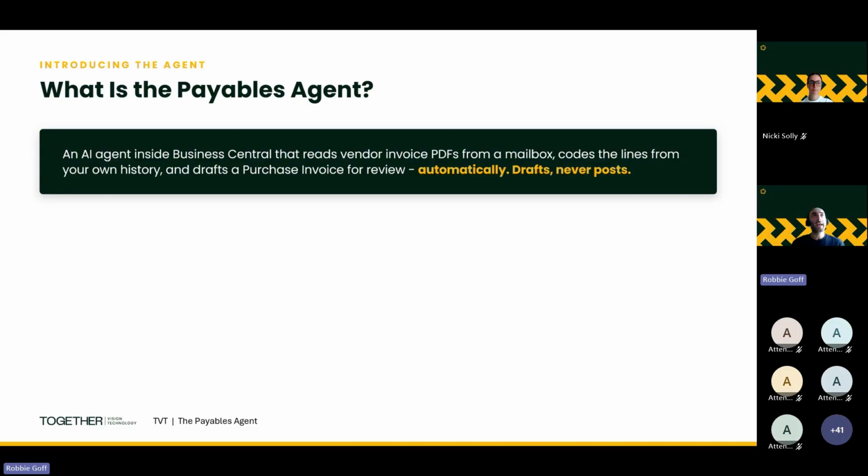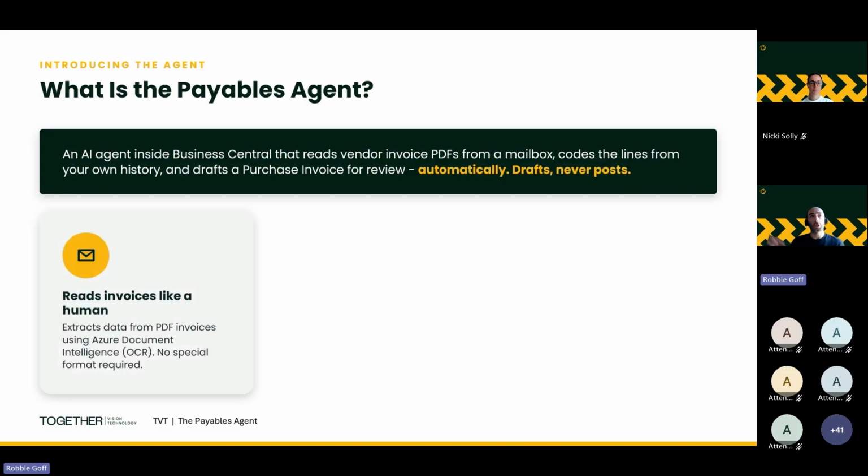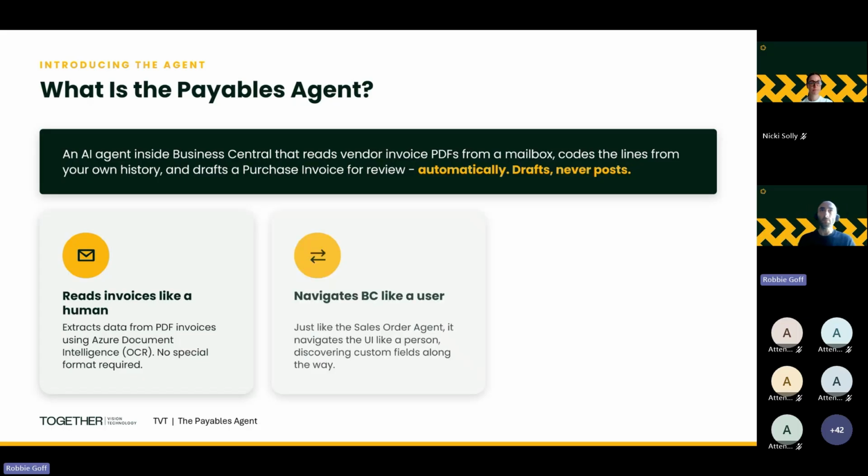Some of the core tenets to this agent and agents generally. The first is that it reads these like a human. It uses Azure Document Intelligence, which is a form of optical character recognition, or OCR, to parse important or key information from these invoices. It doesn't require a special format. So it could be formatted properly. It could be a bunch of scribbles on a PNG file or something like that. It's going to have a go at reading it regardless.